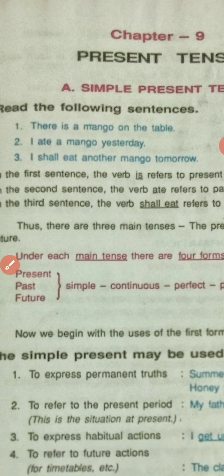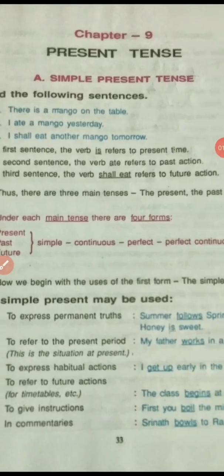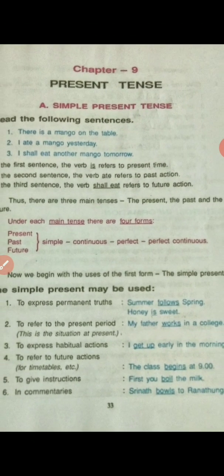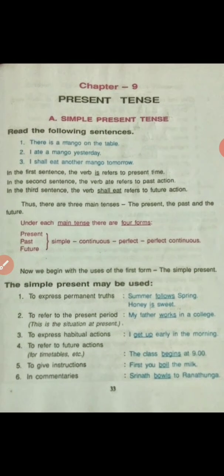Okay, so there are three main tenses. Now you understood that there are three main tenses. One is present tense, second is past tense, third one is future tense. Okay, next, under each main tense there are four forms. First one is simple, second one is continuous, third one is perfect, fourth one is perfect continuous.